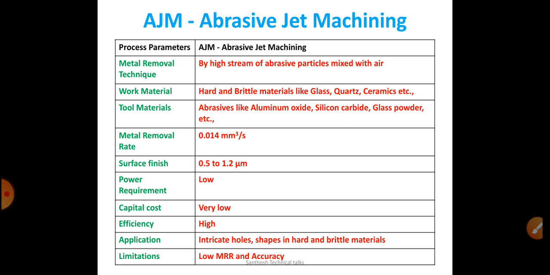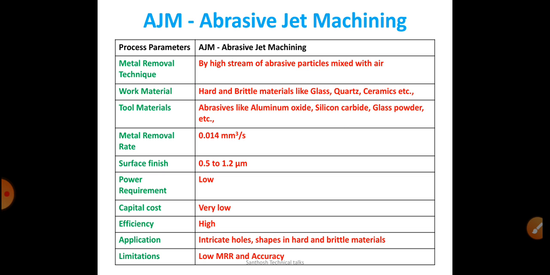Here are some process parameters we have to know about abrasive jet machining. It is a metal removal technique by means of a high speed stream of abrasive particles mixed with air. Most of the time air is used, or inert gases like helium or argon can be used. Work materials are hard and brittle materials like glass, quartz, and ceramics.